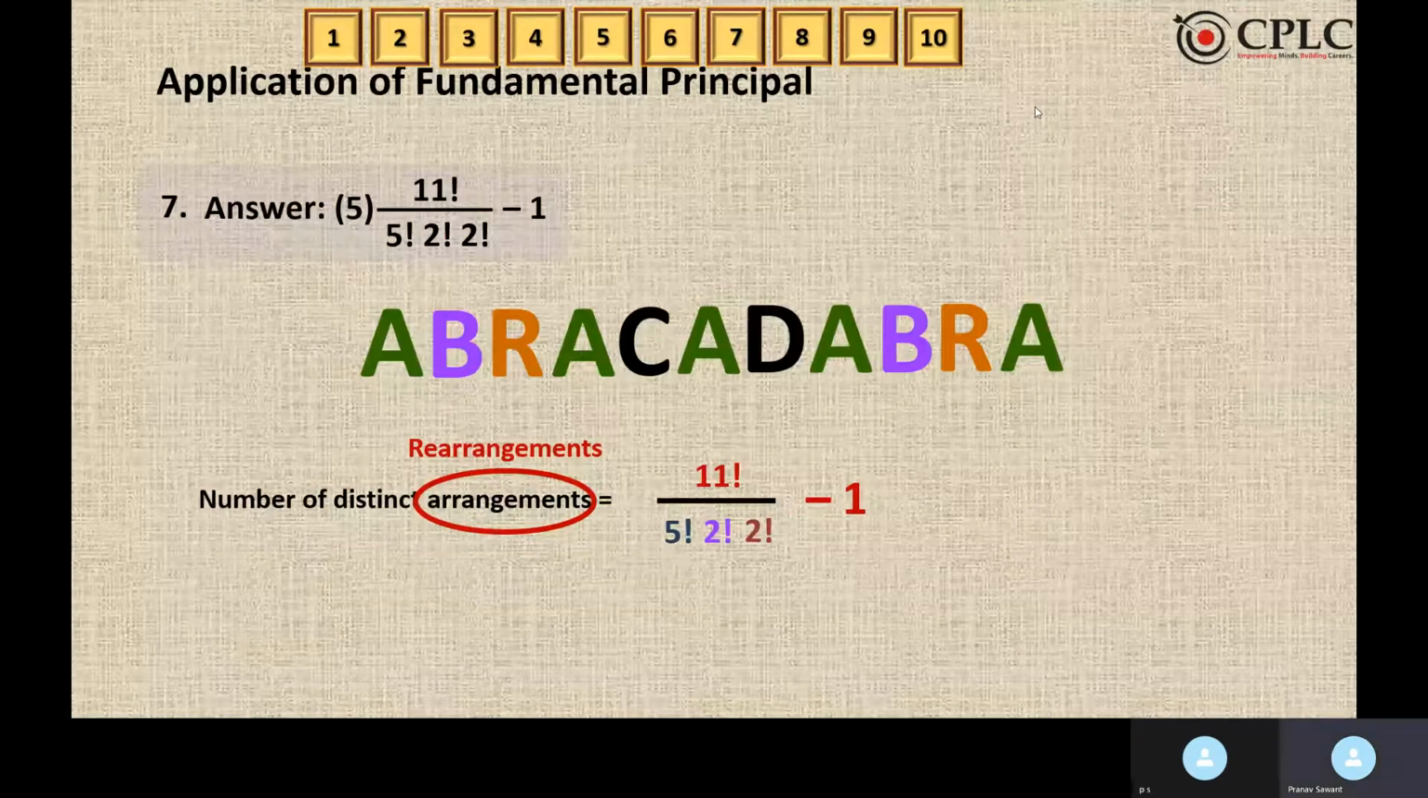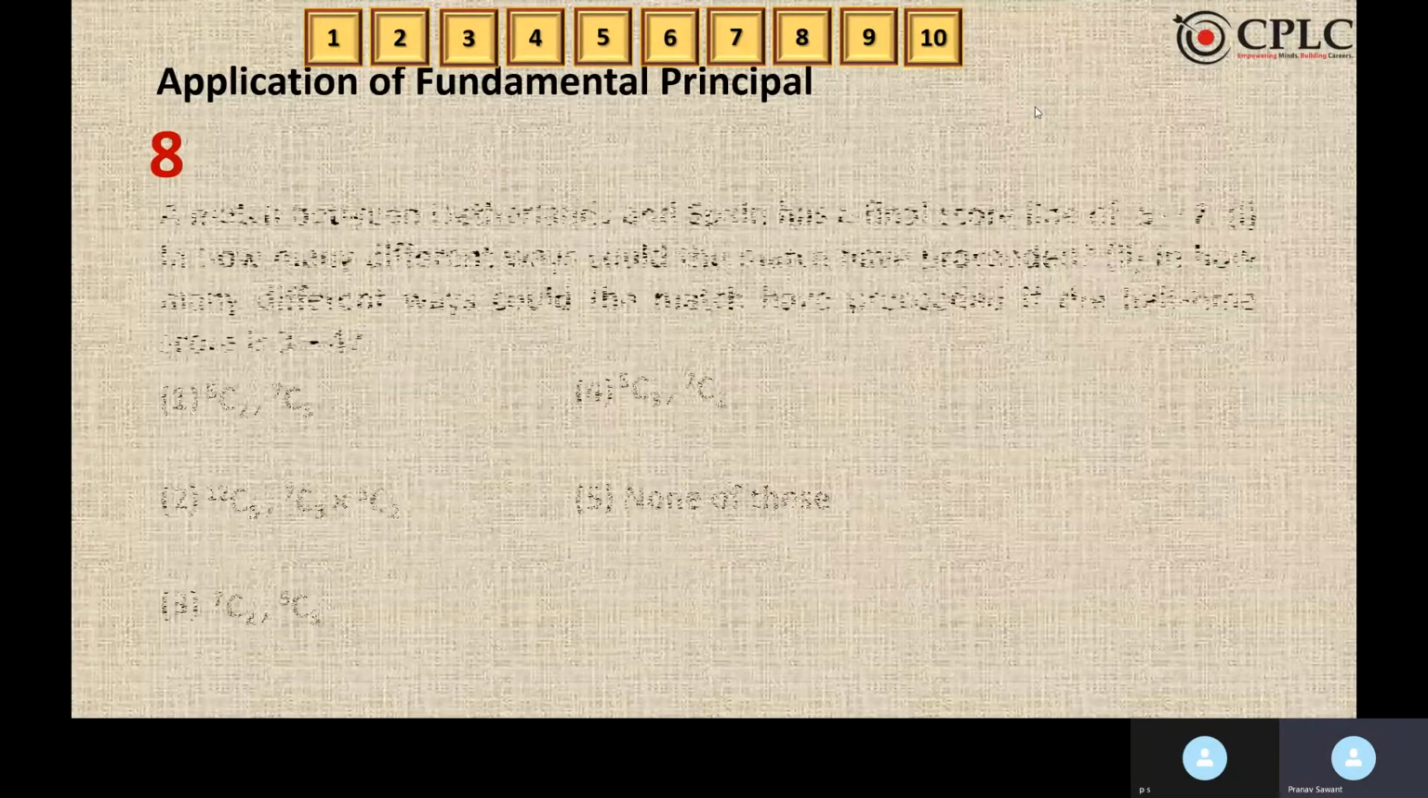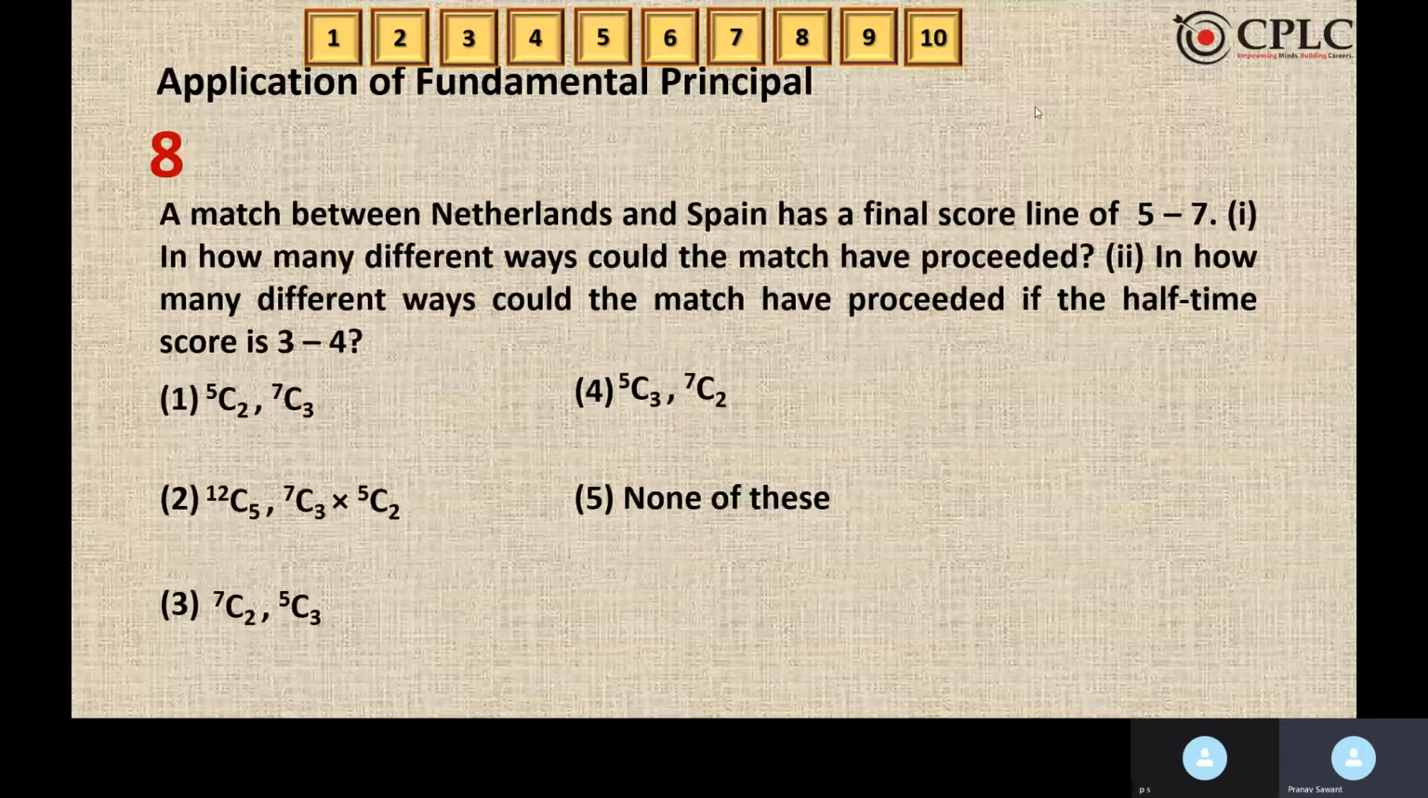Moving to the next question. A match between Netherlands and Spain has a final scoreline of 5-7. First sub question is, in how many different ways could the match have proceeded? Second sub question, in how many different ways could the match have proceeded if the half time score is 3-4?